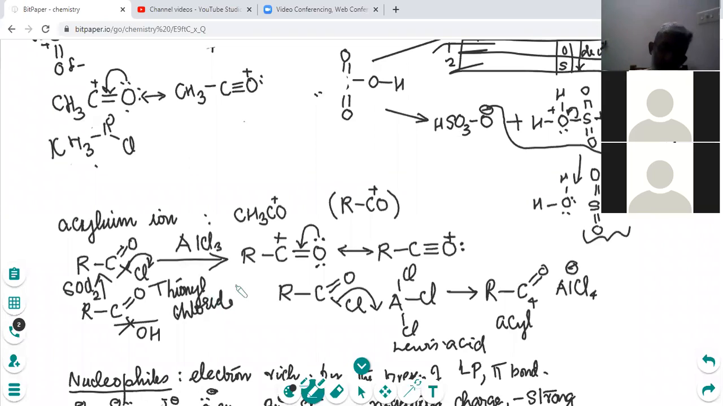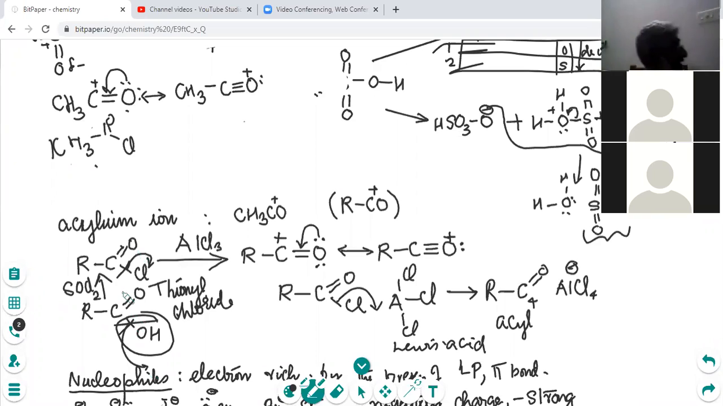Thionyl chloride. So COOH is converted to RCOCl. Now see why you are converting this. That is because the OH here, if you can break this, it is okay, good.